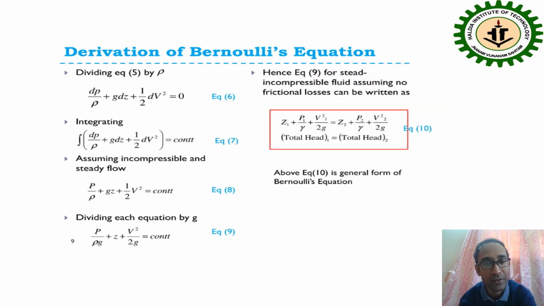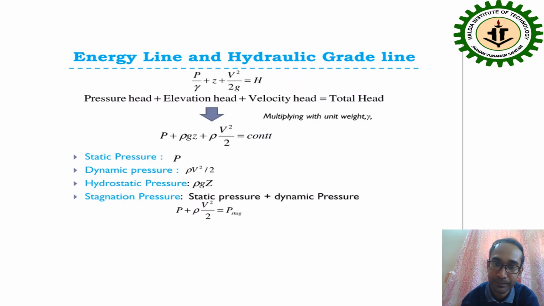Dividing equation 5 by rho, it becomes dP by rho plus g dz plus half d(v square) equals 0. Integrating, assuming incompressible steady flow, P by rho plus g z plus half v square equals constant. Dividing each term by g, P by rho g plus z plus v square by 2g equals constant. Finally, total head 1, z1 plus p1 by gamma plus v1 square by 2g, equals total head 2, z2 plus p2 by gamma plus v2 square by 2g. This is the derivation of the equation.